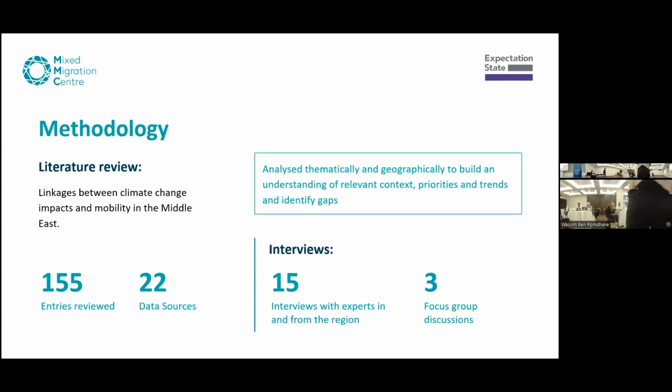So for this study, our methodology was really twofold. We did a quite substantive literature review of everything that we could lay our hands on that was relevant to both climate change impacts in the Middle East, but also to migration. And then we tried to bring those two things together. There was less literature that combined those two, but we tried to cover as much as we could. We looked at 155 different pieces of work altogether and 22 data sources. But then to sense check what we were finding as we went along, we also did 15 interviews with a number of key informants, some of whom are with us today. Thank you very, very much.